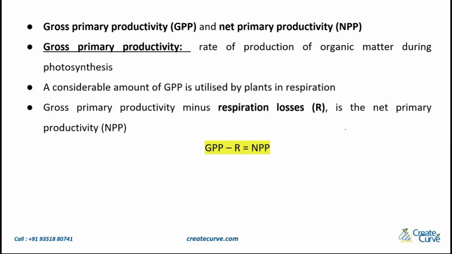So that takes care of all the losses, whatever is going out from the system, and finally what you get is the net amount. Please remember this formula: GPP minus R is NPP. Gross minus respiration is net productivity.